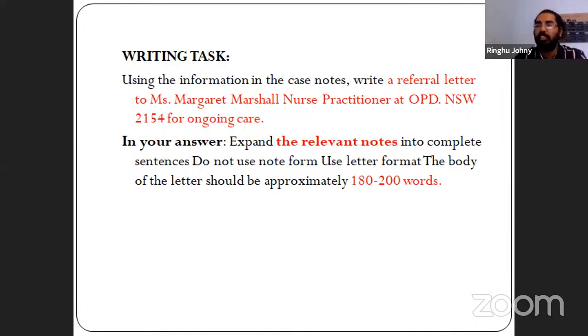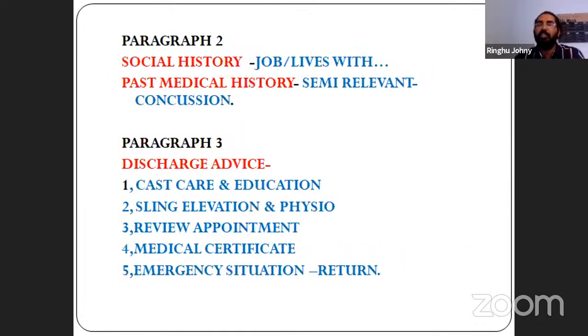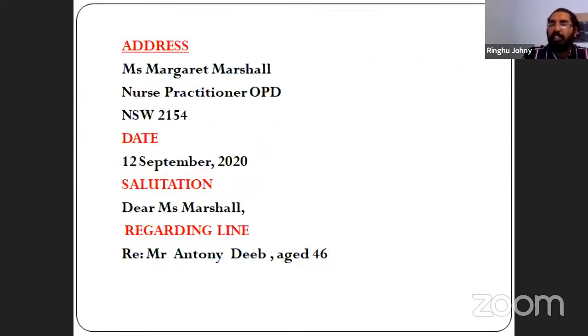If it is specifically mentioned, then we can write it separately. Otherwise, we can always write it including here. So it's a social history. We can write his job, where he is living, with whom he is living, and the past medical history, which is semi-relevant. So how are we going to write it?